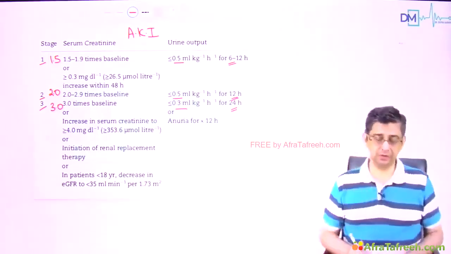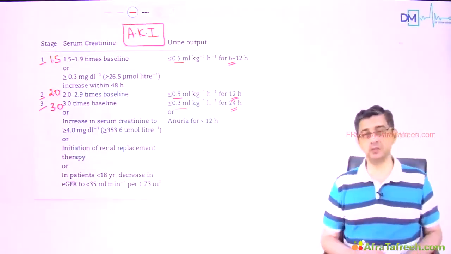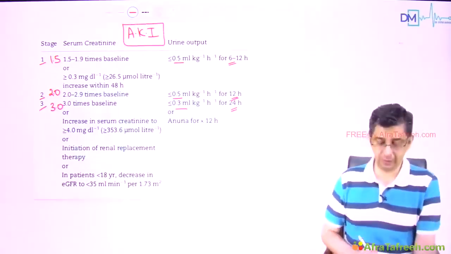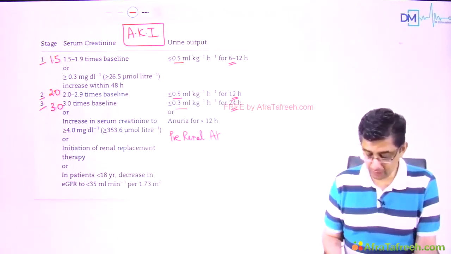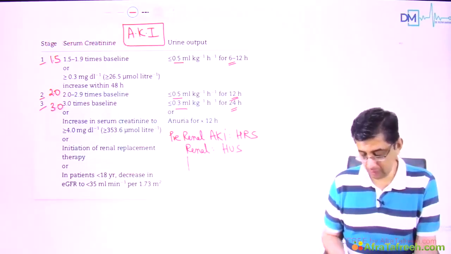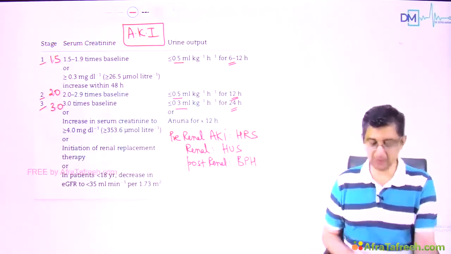So this is simply a definition which you need to remember for acute kidney injury, with some important causes. MCQ-wise, an important cause for pre-renal acute kidney injury is hepatorenal syndrome. For the renal variety, the important cause to be remembered is hemolytic uremic syndrome. And for the post-renal variety, though there are multiple causes, one of the important ones is benign prostatic hyperplasia.